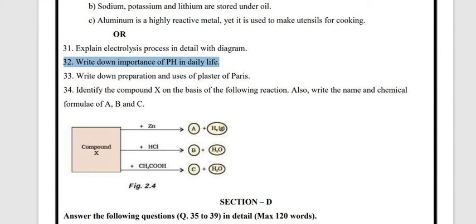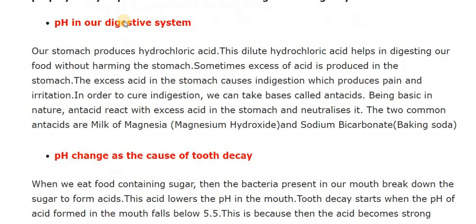Let's see in detail. Let's see the answer. First of all, we see the pH in our digestive system. As we know, our stomach produces hydrochloric acid, HCl. This dilute hydrochloric acid helps digest our food without harming the stomach.